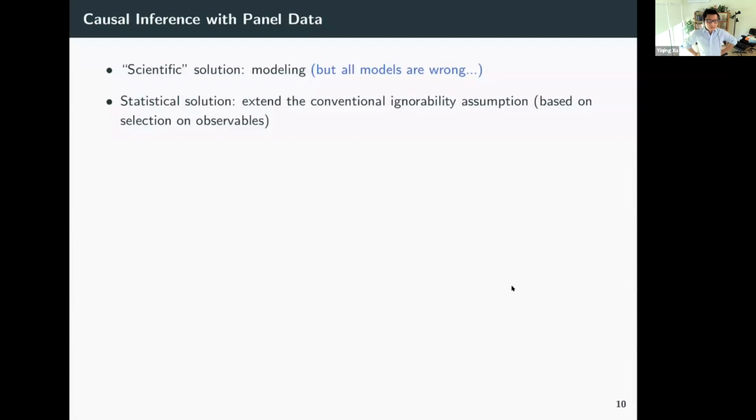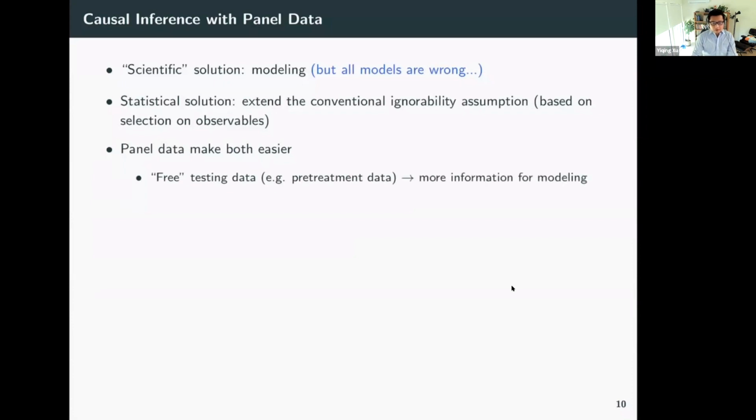That is sometimes true. I feel much more comfortable if I see evidence showing that this is the case than simply doing some sensitivity analysis in a cross-sectional setting. In a cross-sectional setting with observational data, without IV, without RD, you're really limited. You can do some bounding, you can do some sensitivity analysis, but the ignorability assumption is really hard to get around. Panel data makes both easier because you have some free testing data. Let's say you have a DID design: the pre-treatment data for the treatment group can be used as testing data to help you build a better model. And because you have two dimensions, it's easier to build models compared with cross-sectional settings. The additional dimension also helps you relax the conventional ignorability or SOO, selection on observables, assumptions.